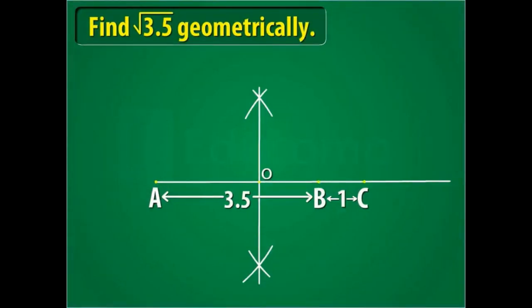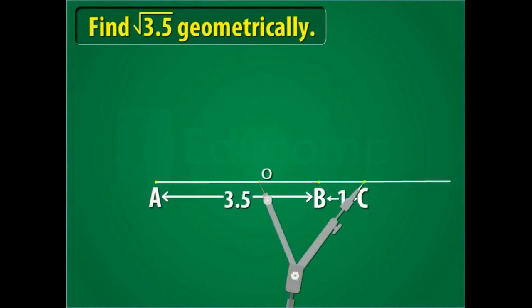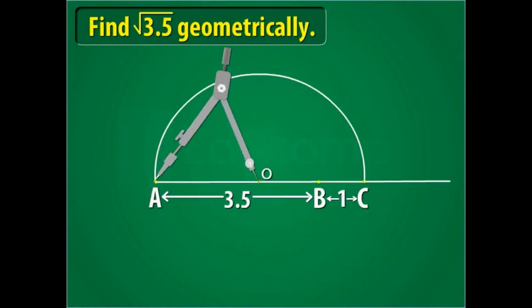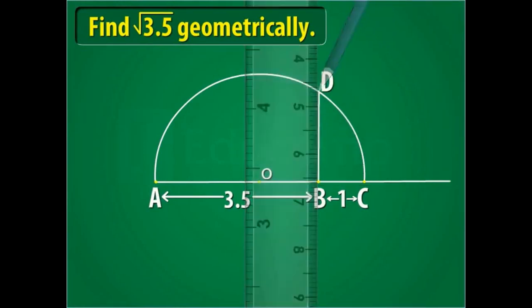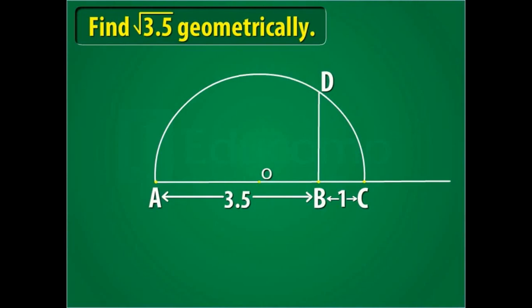With O as center and OC as radius, draw a semicircle. Through B, draw a perpendicular to intersect the semicircle at D. Now, BD represents square root of 3.5. Next, with radius equal to BD and B as center, draw an arc to cut the number line at E. The point E represents square root of 3.5. Let's understand how BD equals square root of 3.5.